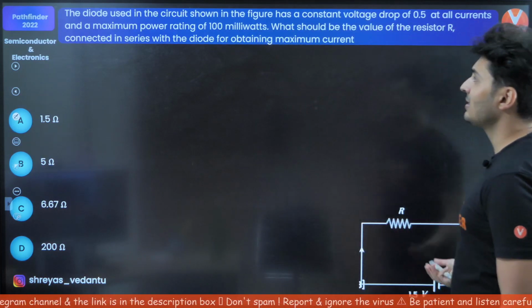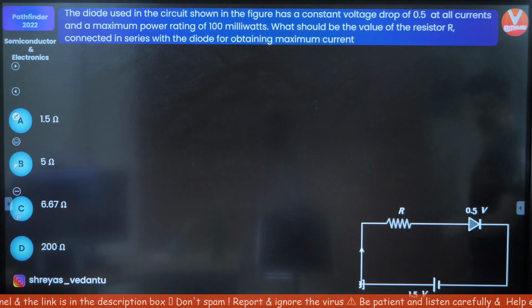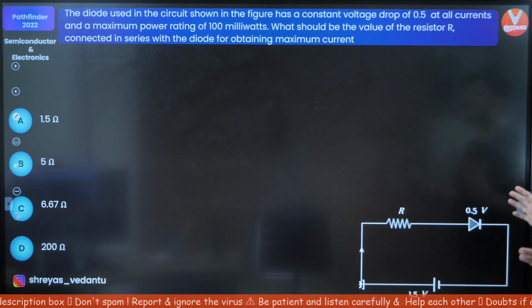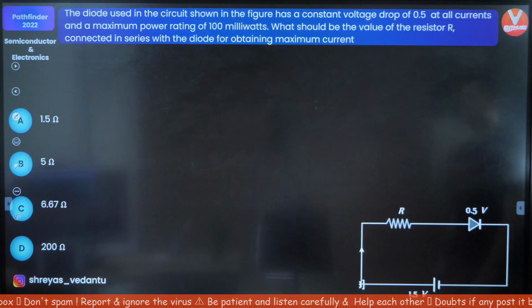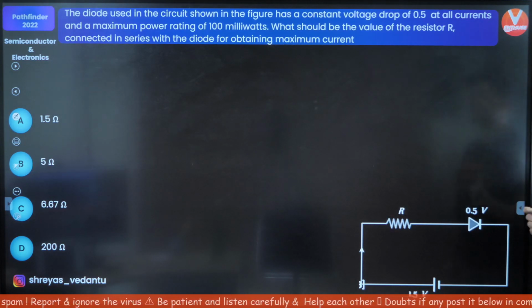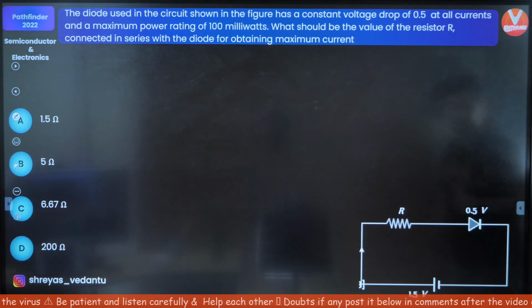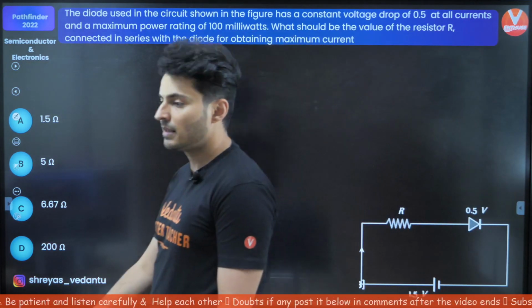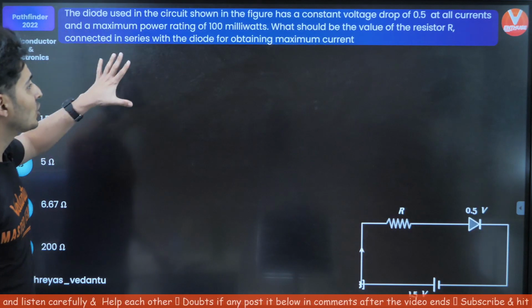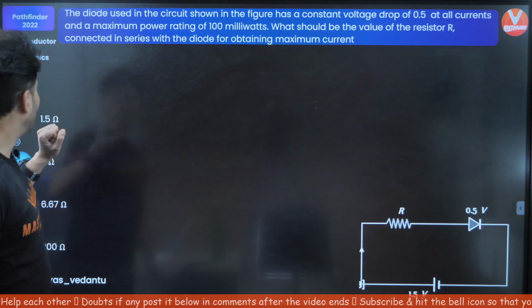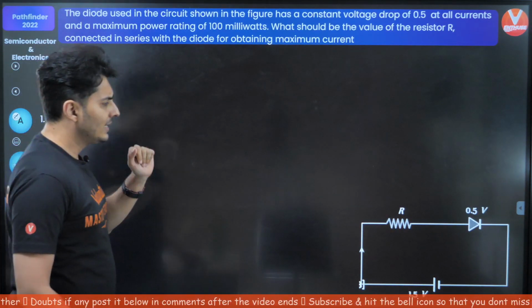The diode used in the circuit shown in the figure has a constant voltage of 0.5 volts at all currents and a maximum power rating of 100 milliwatts. What should be the value of the resistor R connected in series with the diode for obtaining maximum current? Let's try this out. It's not that difficult. The question is, what should be the resistance so that the maximum current is obtained over here? Okay, let's try to do this.